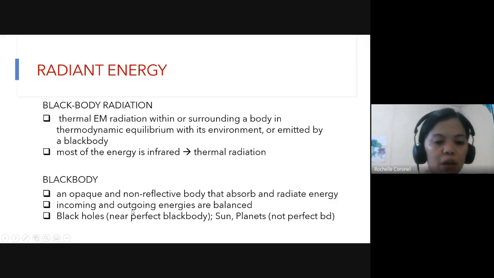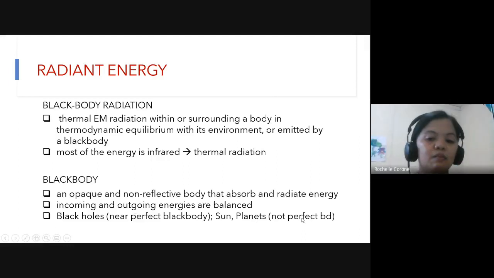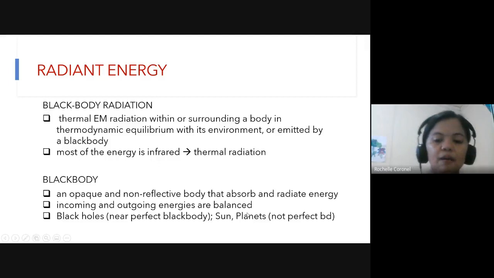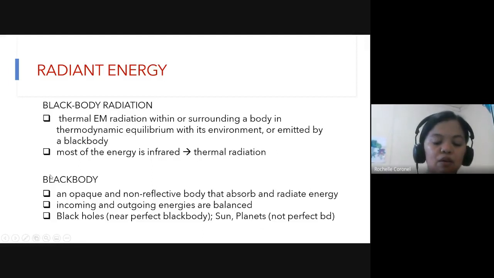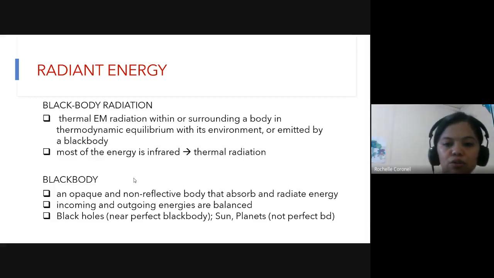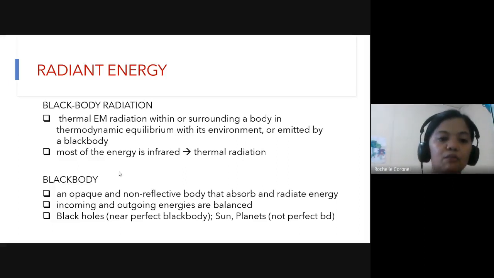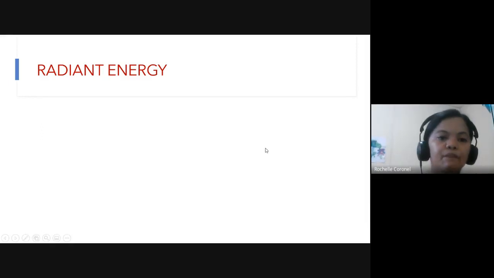A black hole is an example of a perfect black body, and then the sun and the planets are also examples of black body, but these are not perfect black bodies, especially the planets, because there are many impurities with our planets. Okay, so the perfect one is the black hole. So if you have a black body, it absorbs radiation, and it also re-radiates this radiation, and most of the time most of this energy is infrared or thermal radiation.